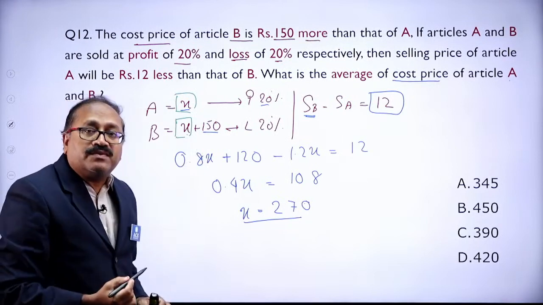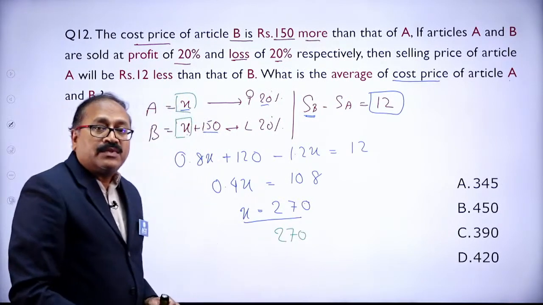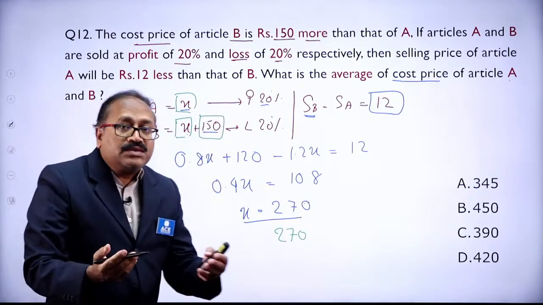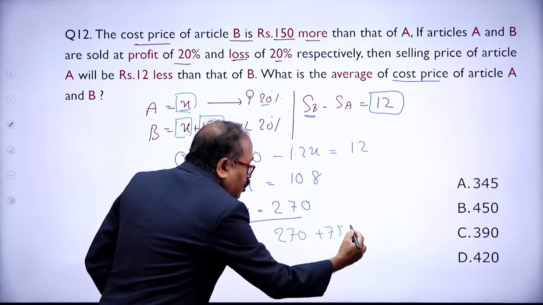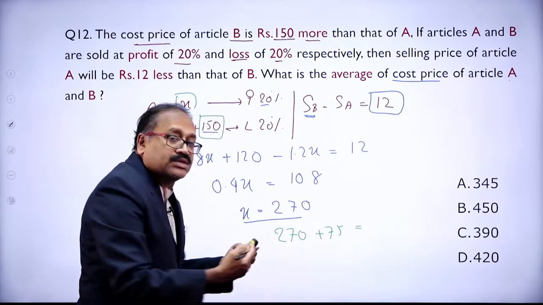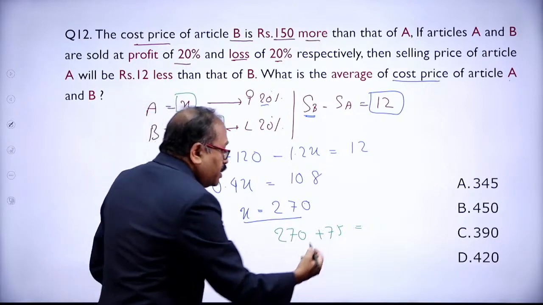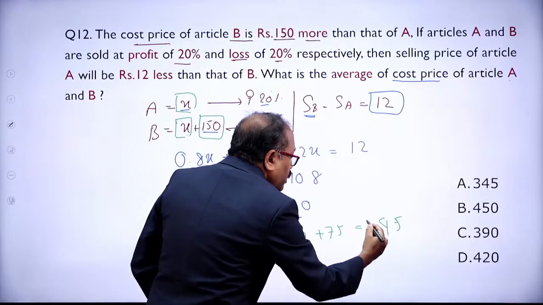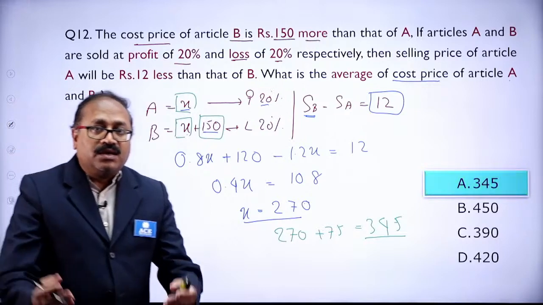What is the average of that? The average of that will be 270. And what is the average of this extra 150? That is 75. So add that 75 over here. Now you are getting the average of the cost price of A and B. And that will be 345. My option choice A.